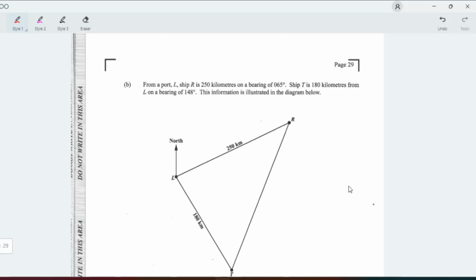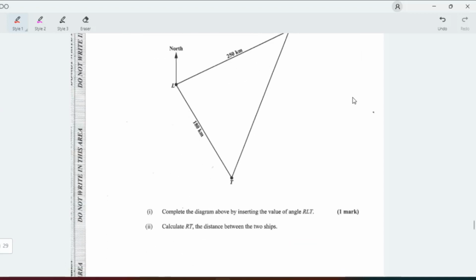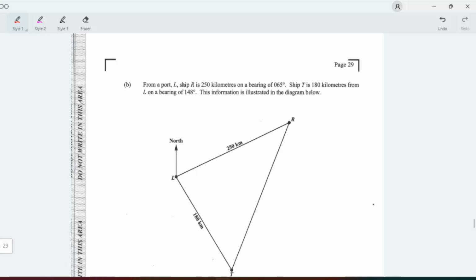Part B says from a port L, they give us this information. They're going to ask you to insert the information given, so complete the diagram above by inserting. L is 250 kilometers on a bearing of 65 degrees. So from port L, this is our from position. Ship R is on a bearing of 65 degrees. So this is your 65.